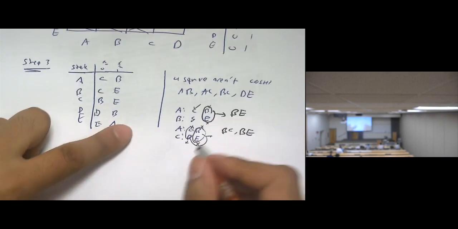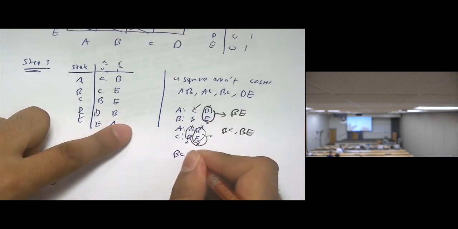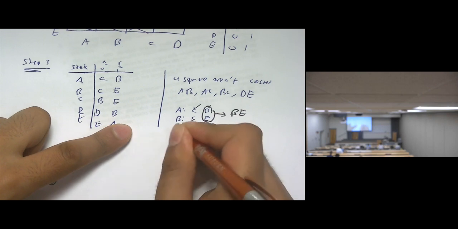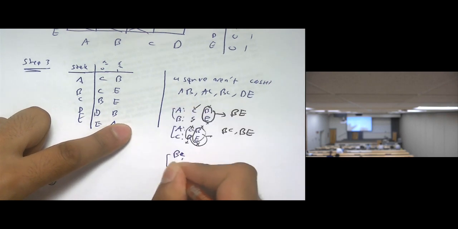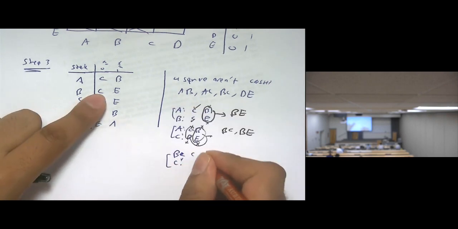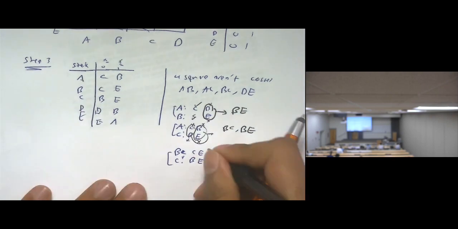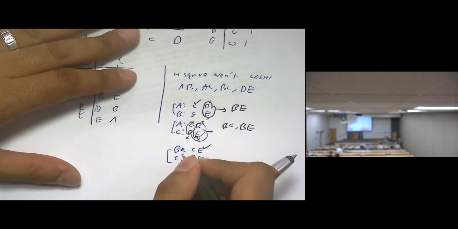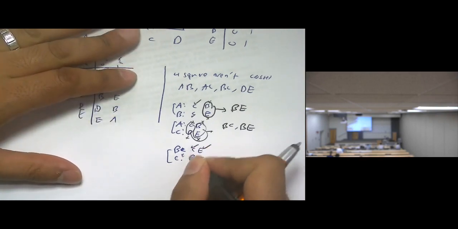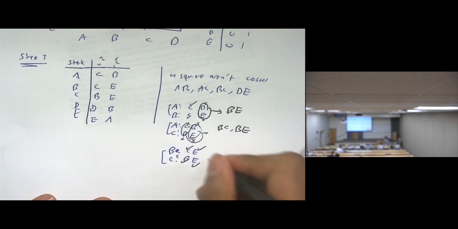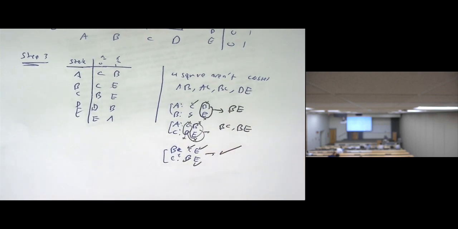Let's look at the other pair, which is BC. B will give us CE and C will give us BE. So E is fine, E is fine. Here, this is C, which is equivalent to here. This is B, equivalent to here. So we can say those are fine. Those are equivalents, so we'll put a check mark on it.